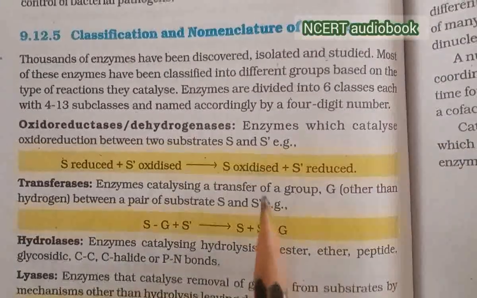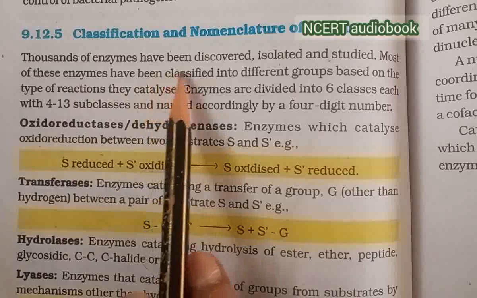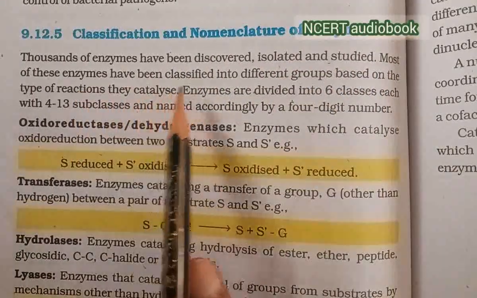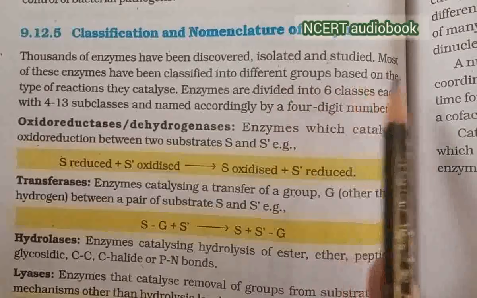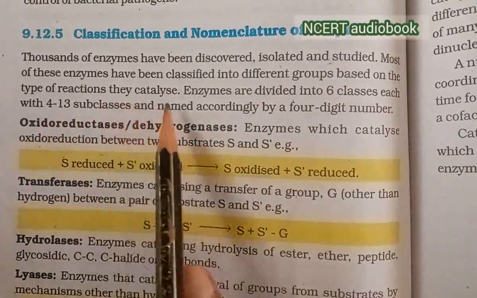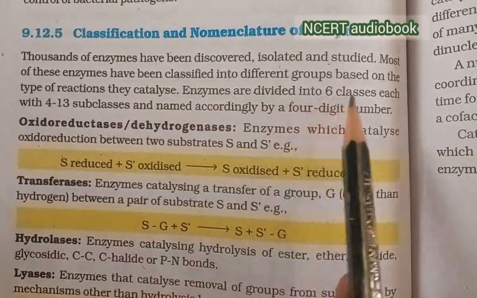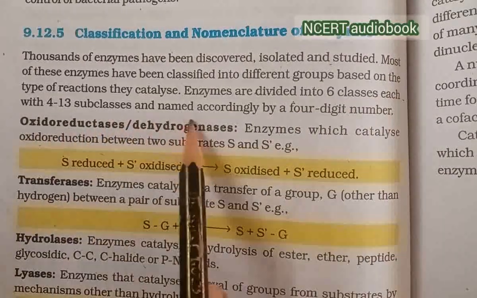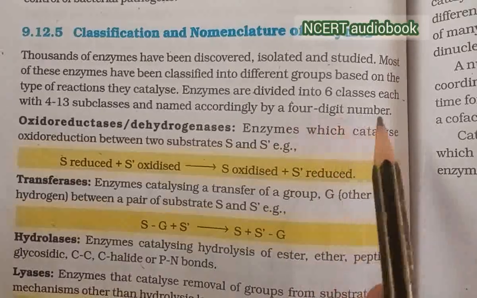Classification and nomenclature of enzymes. Thousands of enzymes have been discovered, isolated and studied. Most of these enzymes have been classified into different groups based on the type of reaction they catalyze. Enzymes are divided into 6 classes, each with 4 to 13 subclasses, and named according to a 4-digit number.